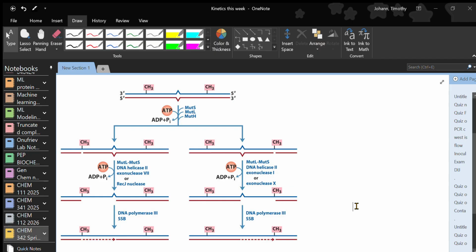we're going to get a nick here, and then we'll remove this part and then synthesize it in. And here we have a nick and synthesize it. Does that make sense? So it just depends on where it finds a nick. You're either going from the nick to the mutation or going from the mismatch to the nick. Okay? You don't really need to know this too well.